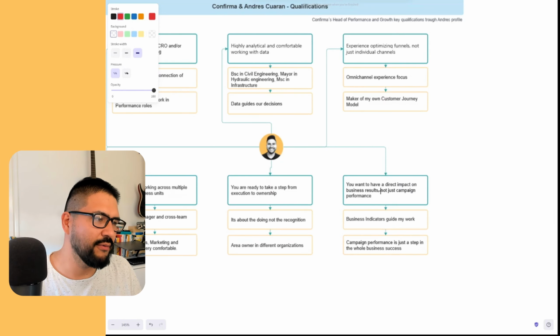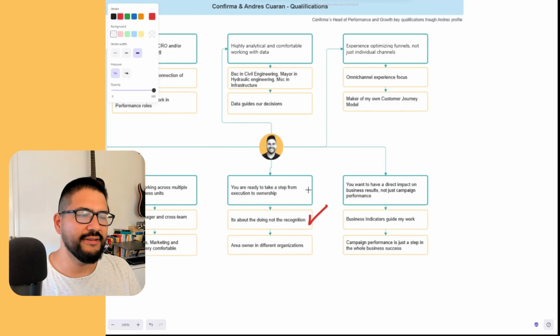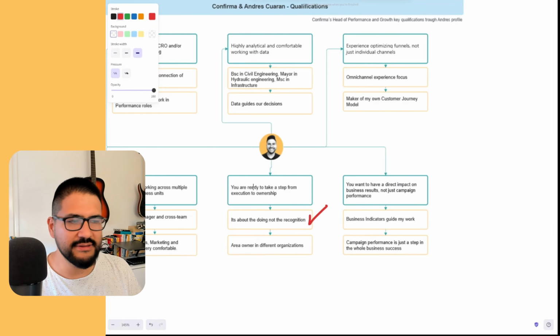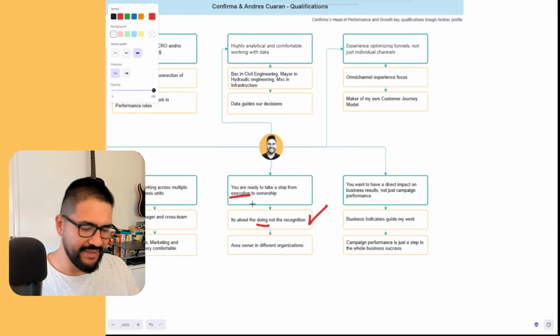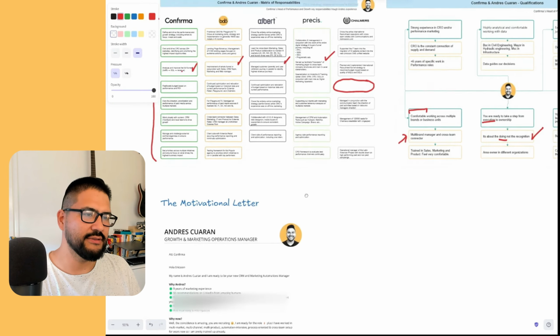Or for example, experience optimizing. Then they go to this one: you're ready to take the step from execution to ownership. This is not something that the matrix of responsibilities covers; it's a qualification. So I did put, for example, one of my mottos. It's about the doing, not the recognition. So these are the things that we take during the interview and they say, why did you put this? Because of course I do the doing, execution. So it's a little bit of things there, but yeah, this is the diagram of qualifications.